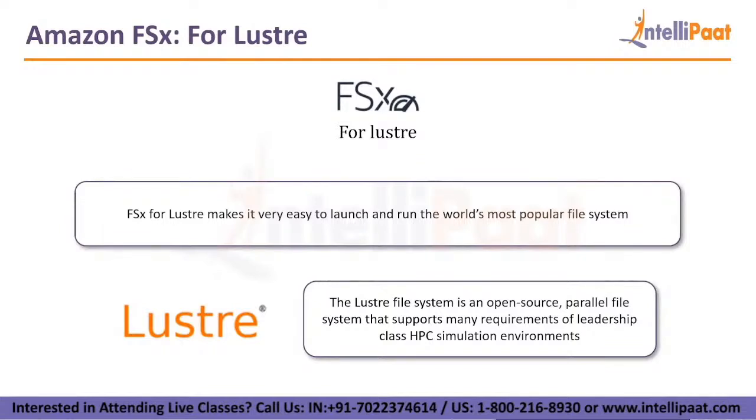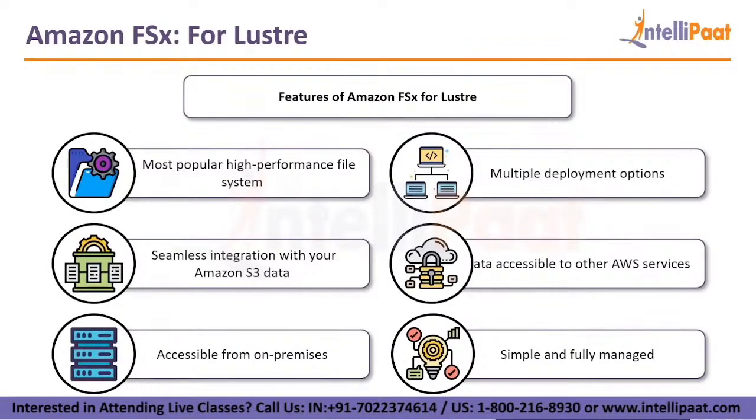So Amazon FSx came up with a Windows file server. Also it came up with a Lustre file server so that you can connect it to any tool or any instance or any server you want to. Now, what are the features of FSx for Lustre? First, it's a popular high performance file system. It's even faster than EFS. It's the world's most popular file system as well as the world's fastest file system available.